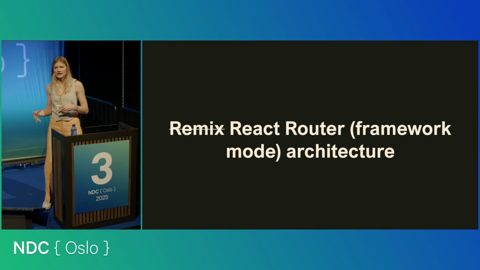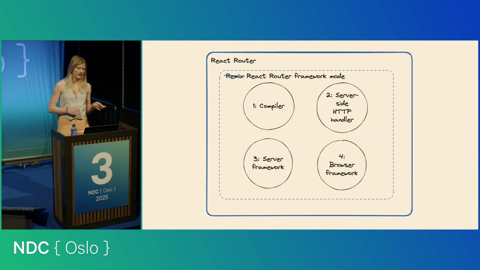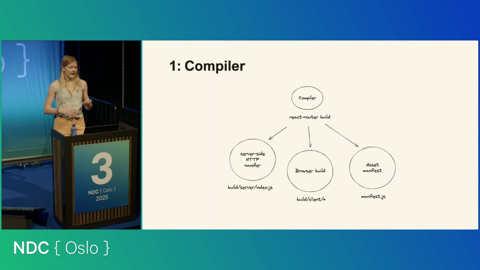And after I've done all the technical stuff, I'm going to do a live demo, so you will kind of reinforce the background here. So in framework mode, React Router is 4 things: a compiler, a server-side HTTP handler, a server framework, and then also a browser framework. And everything starts with a compiler with React Router build.